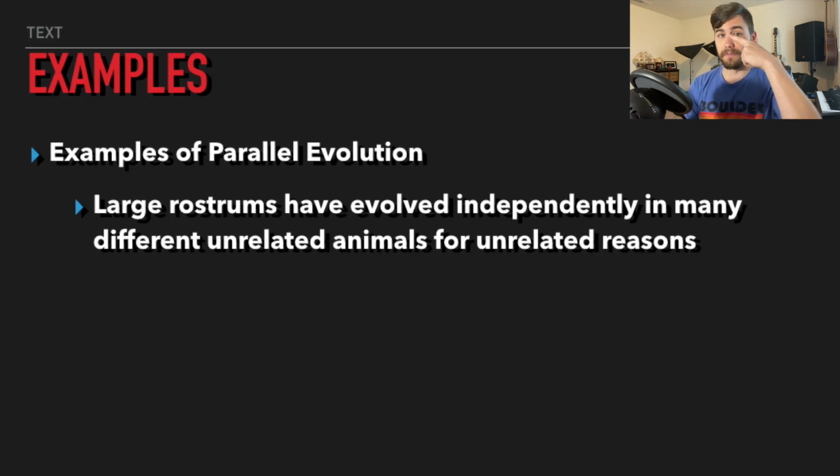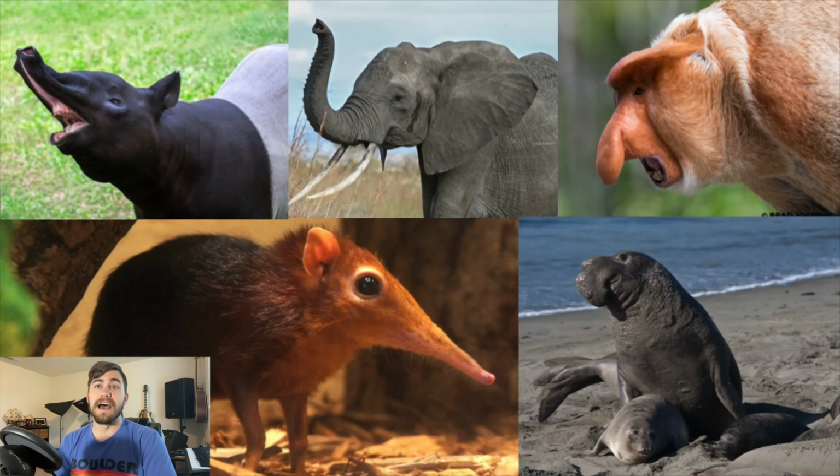Large rostrums, which is your nose, right? Those have evolved independently in many different unrelated animals for unrelated reasons. So we have a tapir, an elephant, what's called the proboscis monkey, an elephant shrew, and an elephant lion, right? Or, I'm sorry, an elephant seal. I was thinking sea lion. They each have a big schnoz, and it's for a completely different reason in each of them.